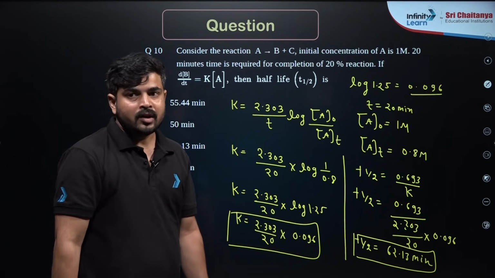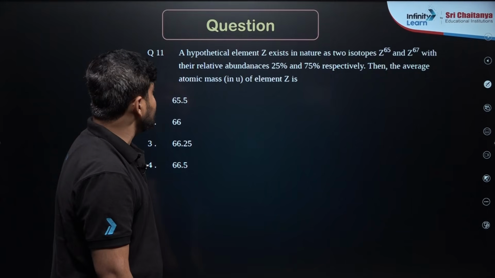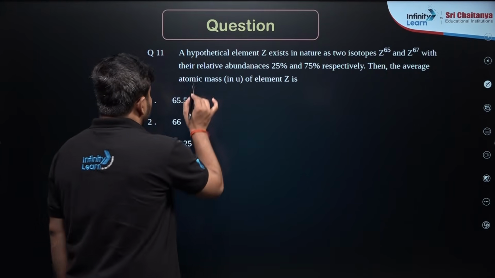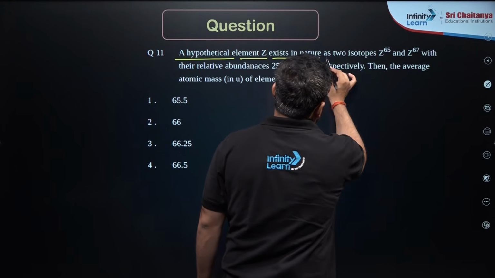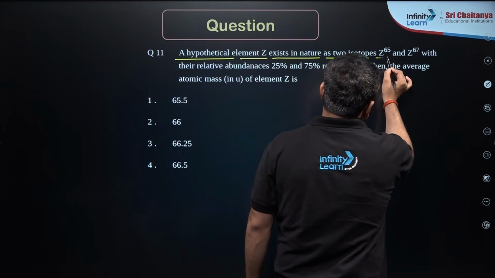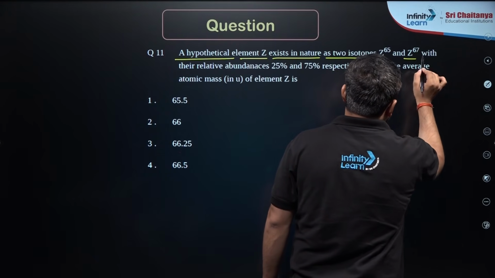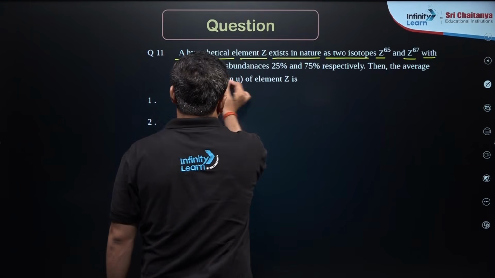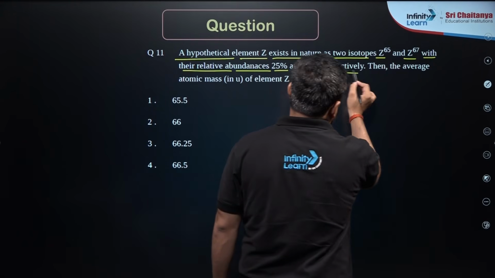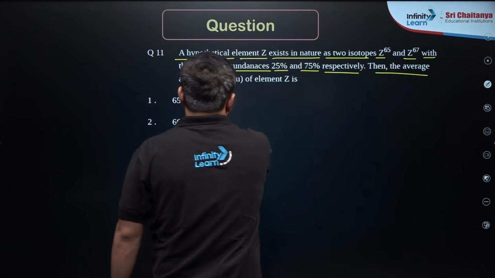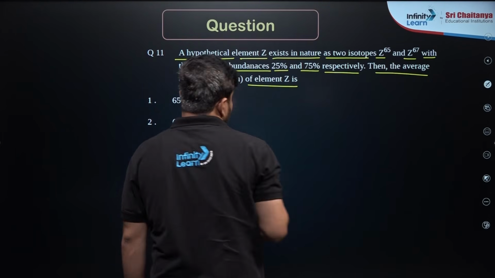Please remember this one. Now I am coming to the next question. In this question, a hypothetical element Z exists in nature as two isotopes, Z65 and Z67, with relative abundance 25% and 75% respectively. Then the average atomic mass of element Z is?